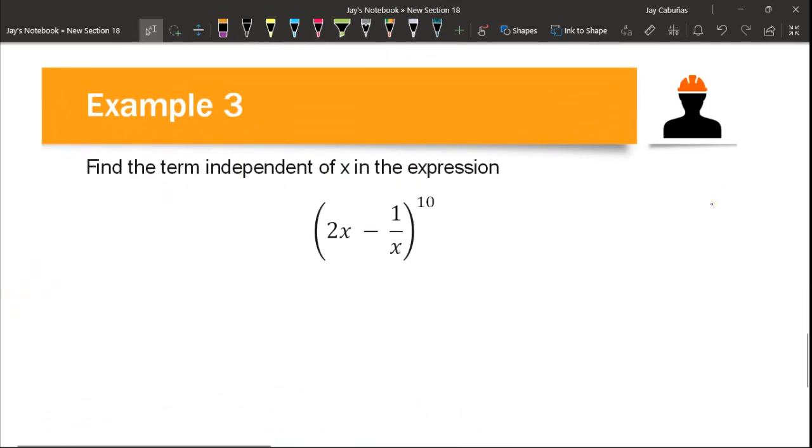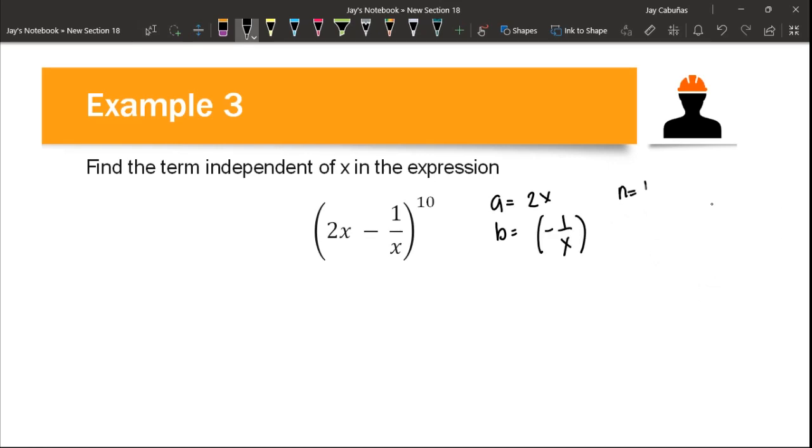Now for our third example, we have a different question here. In example number 3, we are asked to determine the term which is independent of x in the expression. Now we still have the same expression, 2x minus 1 over x raised to the 10th power. Take note, our a here is equal to 2x. Our b is negative 1 over x.